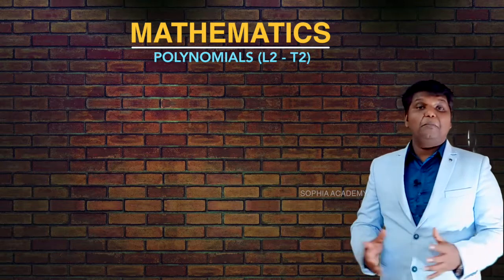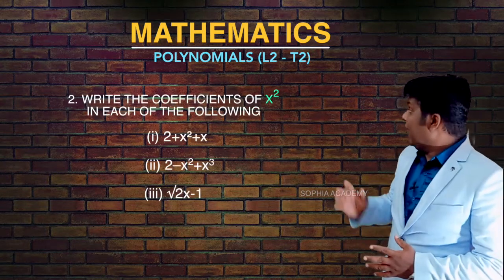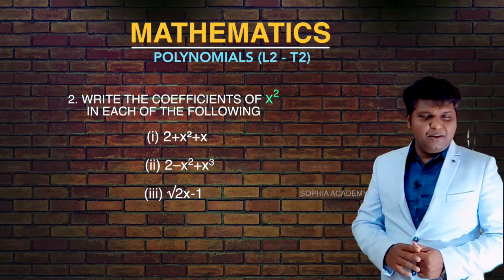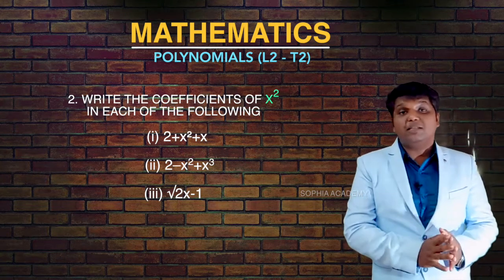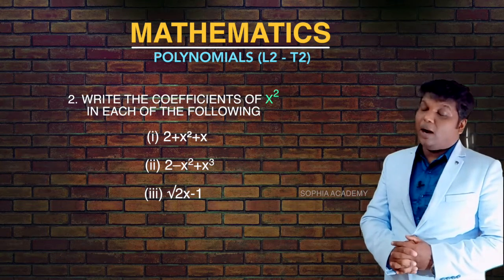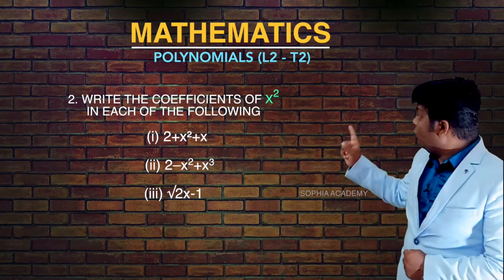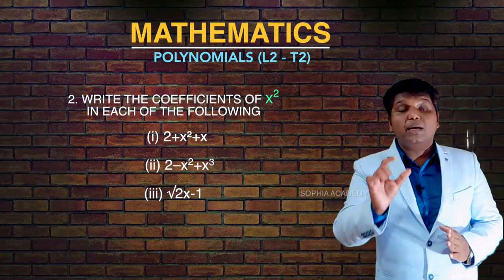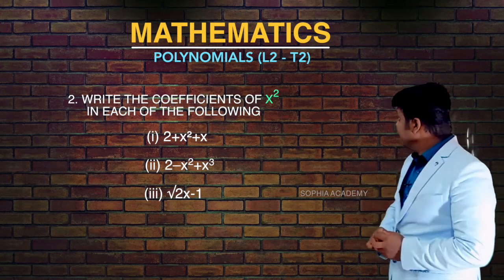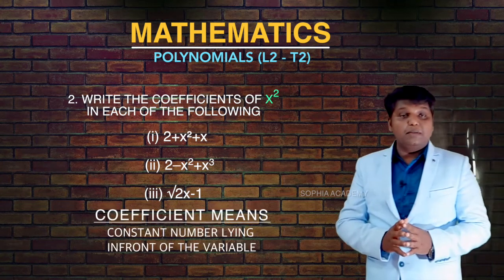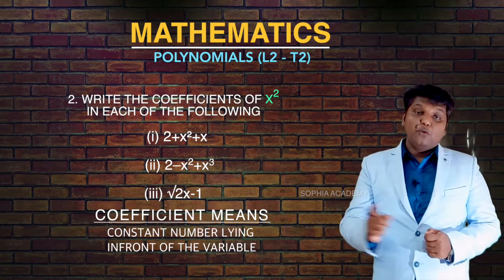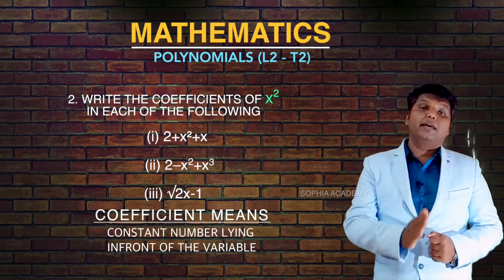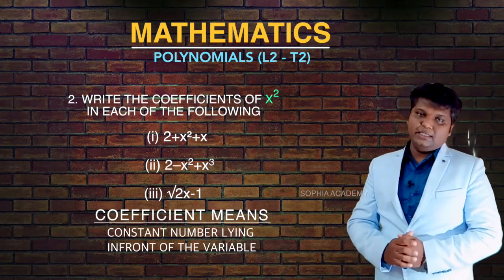Clear? Let us go to the main question number 2. Write the coefficients of x squared in each of the following terms. That means some polynomials are given, and in these polynomials we have to write the coefficients of x squared. Before that, what does coefficient mean? You have to find the coefficient of a particular term. The coefficient means the constant number which lies in front of a variable.